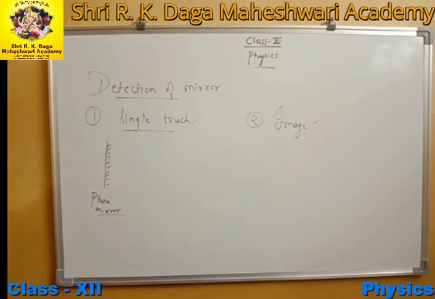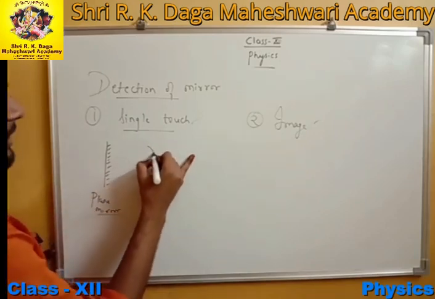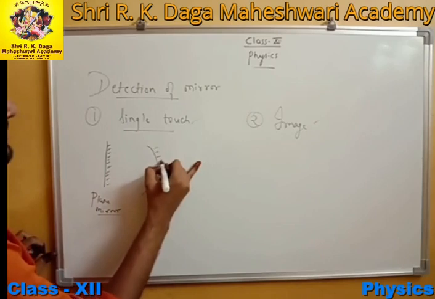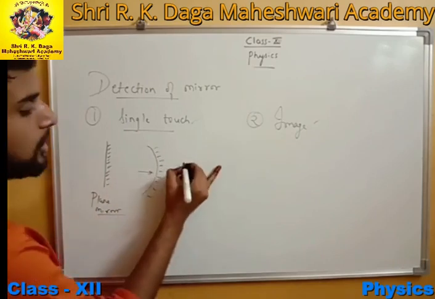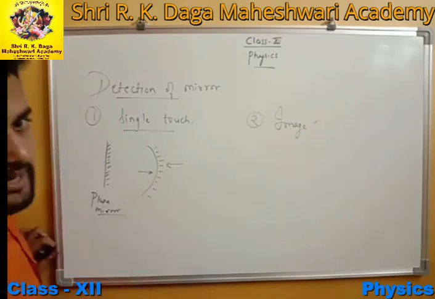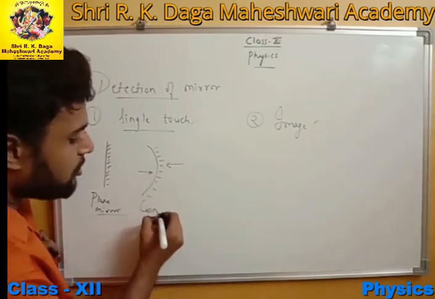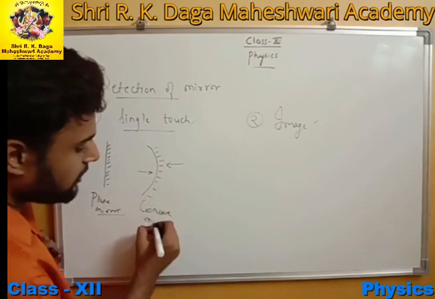Now, if I touch the mirror and its reflecting surface is bulging inside, while the polished surface is bulging outside, then that kind of mirror is called concave mirror.